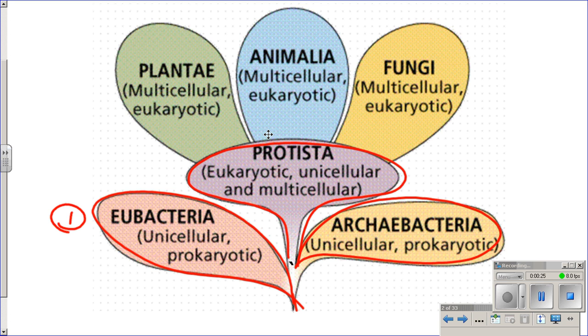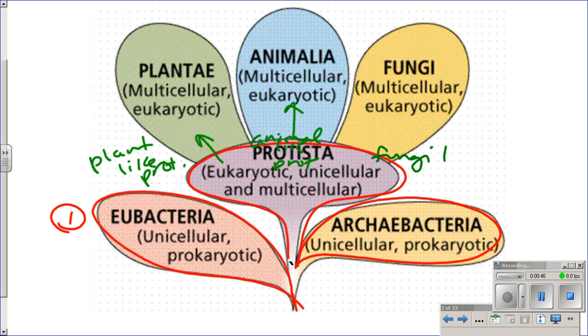We have plant-like protists, and they're eventually going to evolve to the plant side of the eukaryotes. We have animal-like protists, and they're going to evolve eventually into true animals. And then we had, guess what? Thank you, fungi-like protists, and they evolve into the fungi side of things.